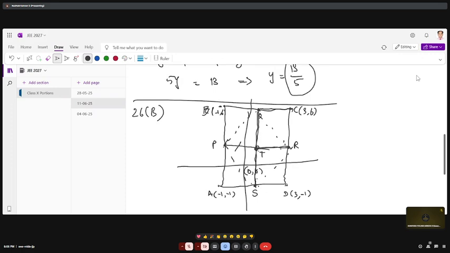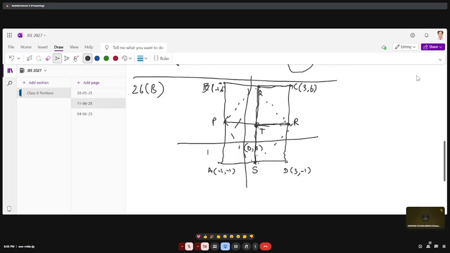Okay, so you can write the steps: because these form rectangles, by properties of rectangles, you can show that. Okay. Is it clear? Exactly. Okay.